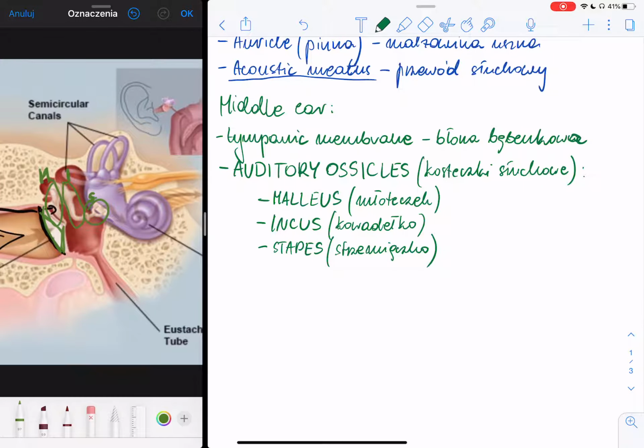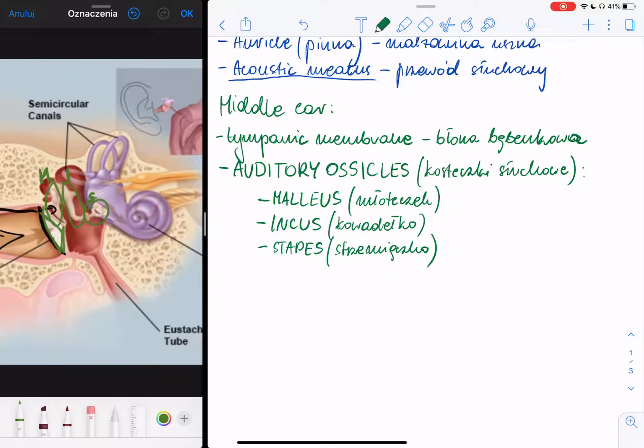Those are the smallest bones in the human body. They are not made of cartilage, they are made of bones. And basically, they are tiny little machines that what they have to do is to make the sound enhanced. So they are making the sound wave a little bit stronger so we can clearly perceive the stimuli from the outside world.